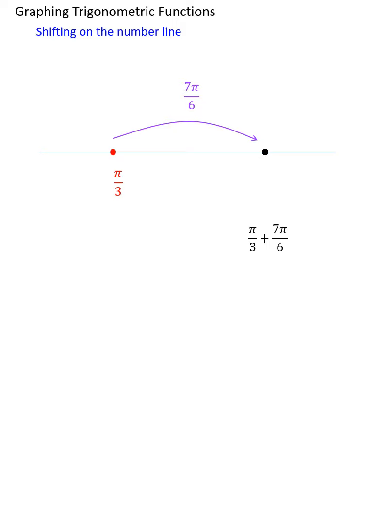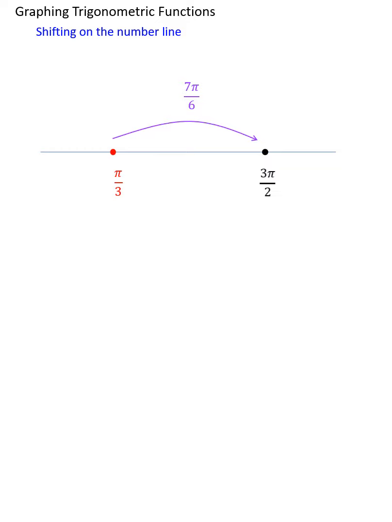Now it's just a matter of working out this algebra problem. So to get a common denominator, I've changed pi over 3 into 2 pi over 6, mathematically equivalent, but now I have a common denominator. Now adding the numerators, 2 pi plus 7 pi is 9 pi, and 9 pi over 6 reduces to 3 pi over 2. So I've now found the shifted point on the number line.